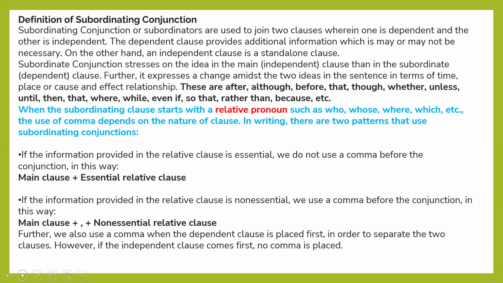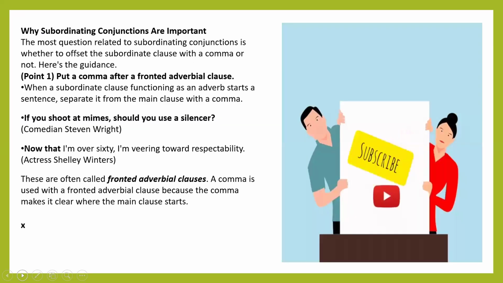So, main clause plus essential relative clause. If the information provided in the relative clause is essential, we do not use a comma. If the information provided in the relative clause is non-essential, not important, we use a comma before the conjunction: main clause plus comma plus non-essential relative clause. So why are subordinative conjunctions important? Because they make a link between the dependent clause and the independent clause.